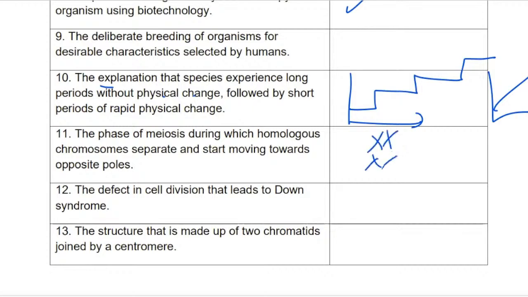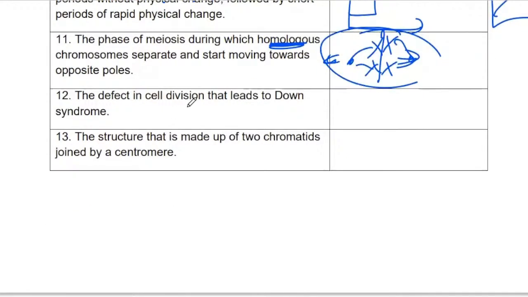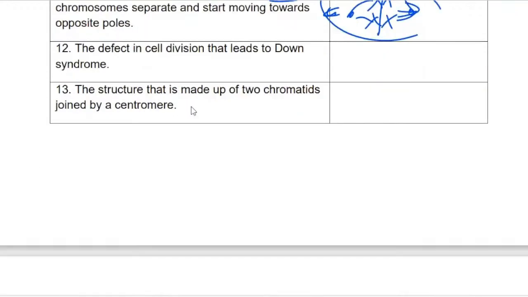Then the phase of meiosis, during which homologous chromosomes separate and start moving towards the opposite poles. Homologous chromosomes are being separated and then they move to opposite poles. So they're looking at the next phase after this, meaning that they have to separate and move to the opposite poles. So it is anaphase 1, because they're saying homologous. Don't just say anaphase, it must be anaphase 1. The defect in the cell division that leads to Down syndrome, how do we call that? We call it non-disjunction.